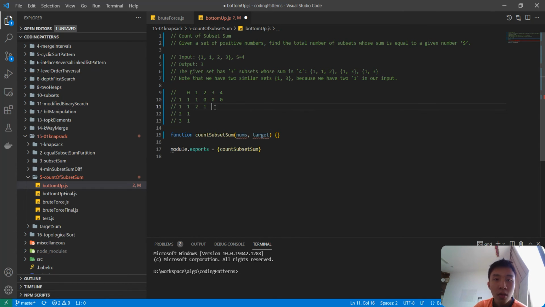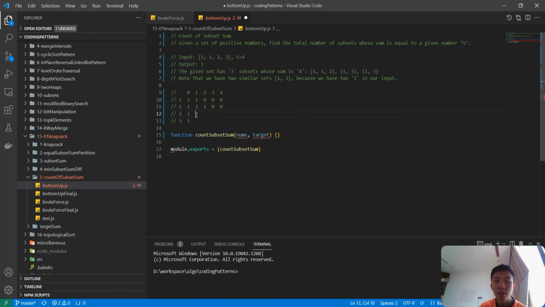Okay, so how many subsets can we find that sum up to 3 using this given input 1 and 1? It's obvious that we cannot find any. There are no subsets that sum up to 3, because even when we add up all the numbers, 1 and 1, we have 2, which is still less than 3. So let's quickly fill it up. It is 0. Same here, 0.